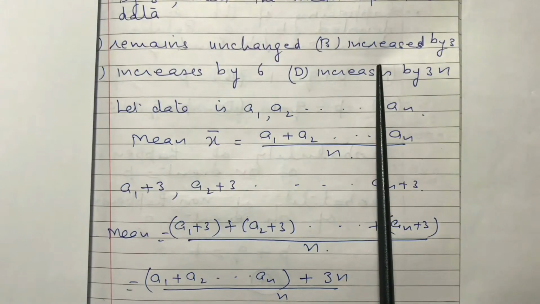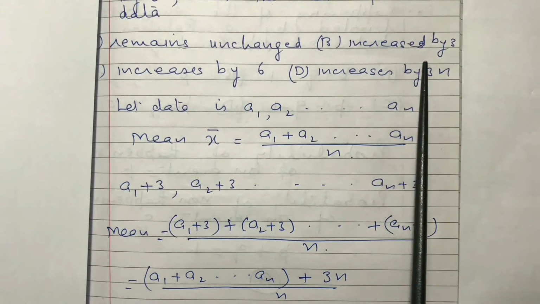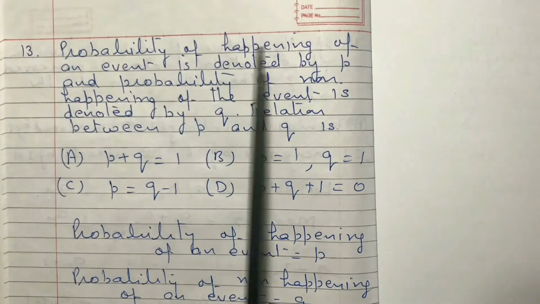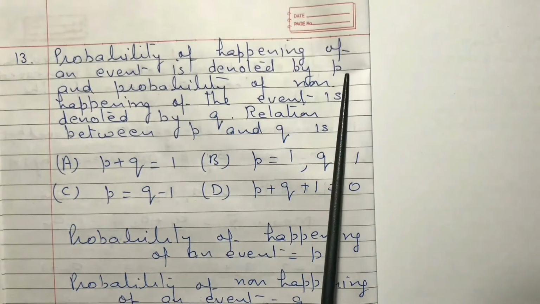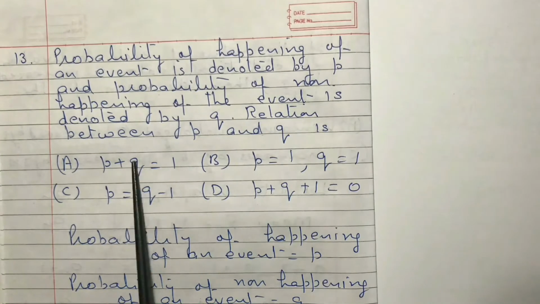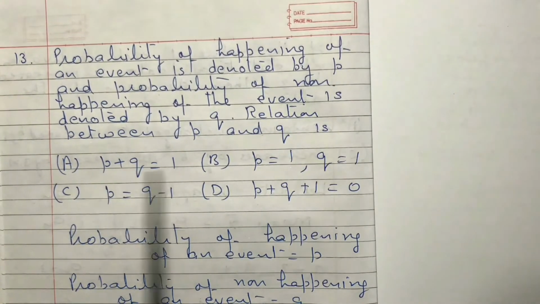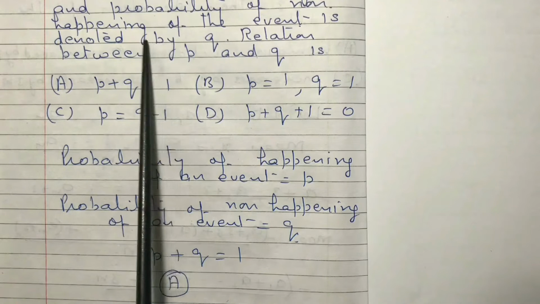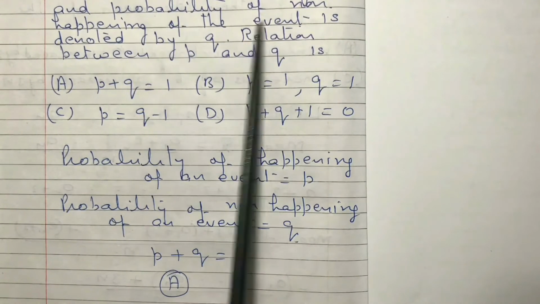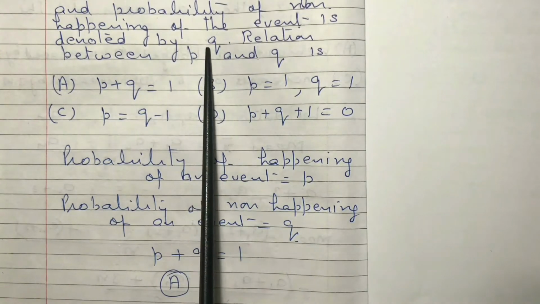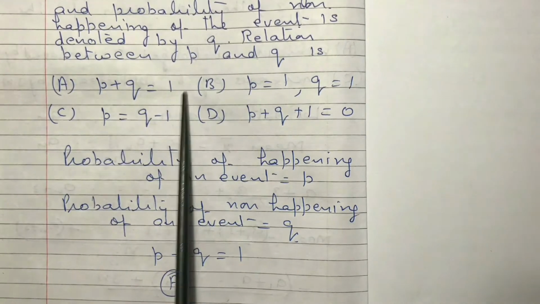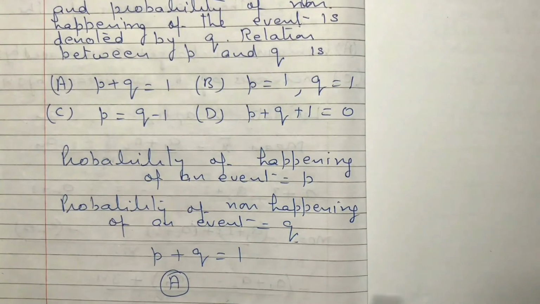If each observation is increased by 3, then the mean of the data is increased by 3. Now 13th question. Probability of happening of an event is denoted by P, and the probability of non-happening of an event is denoted by Q. Relation between P and Q is, there are 4 options. It's an easy question. Probability of happening an event is P. Probability of non-happening an event is denoted by Q. So P plus Q is equal to 1. So A is the option.